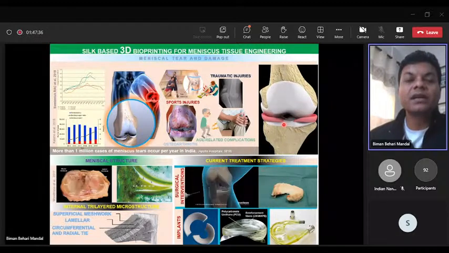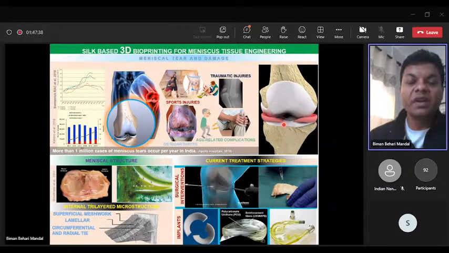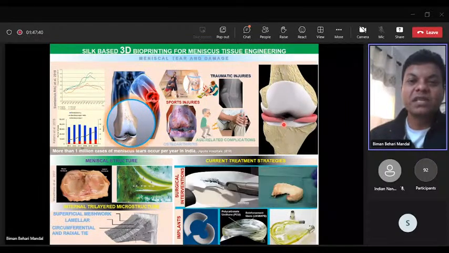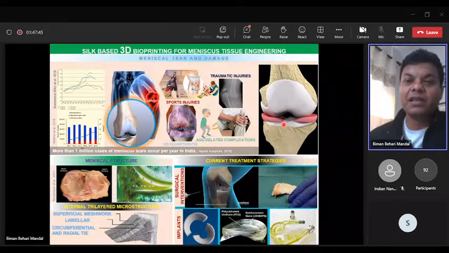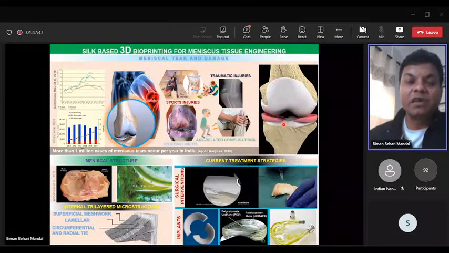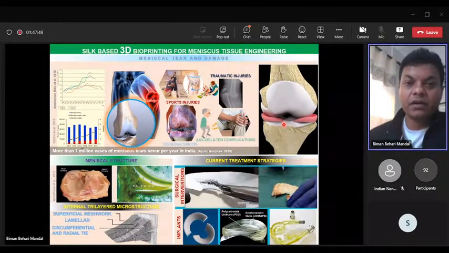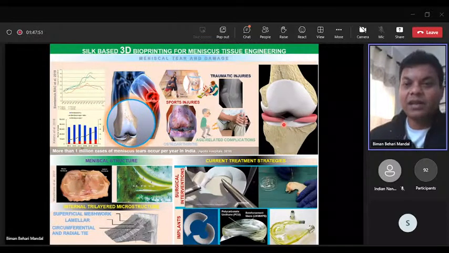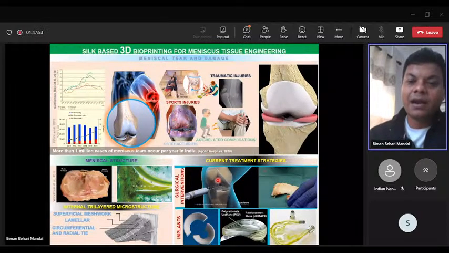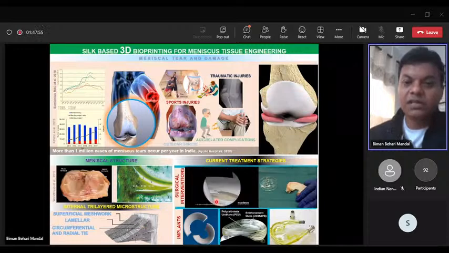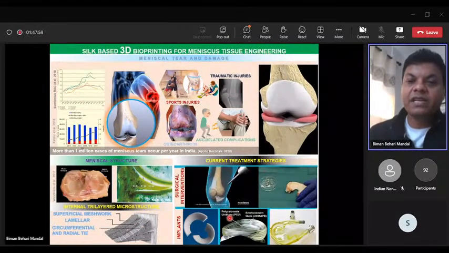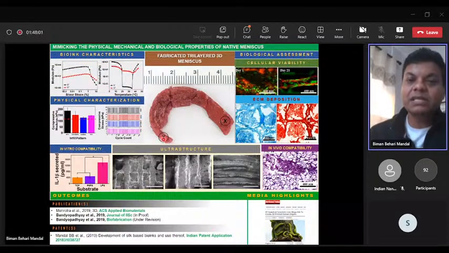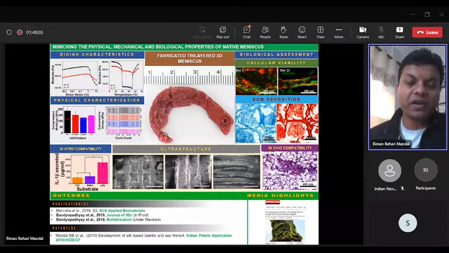And what is the current solution? The doctors would treat them, or they would replace it with a synthetic material, but that is not something which is amenable, and there is a requirement of a better graft or tissue that can be created in the laboratory. That is what we started working on, understanding the physiological parameters and the architecture. What we have created is a 3D printed meniscus, which is exactly the shape of the patient.